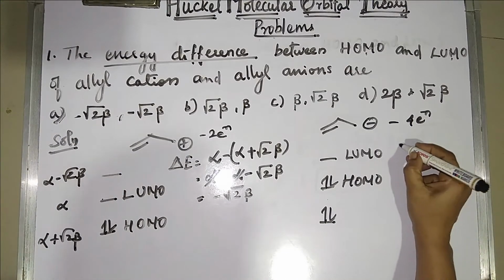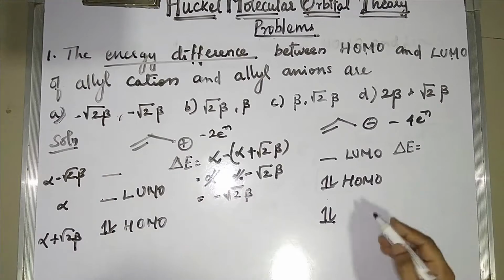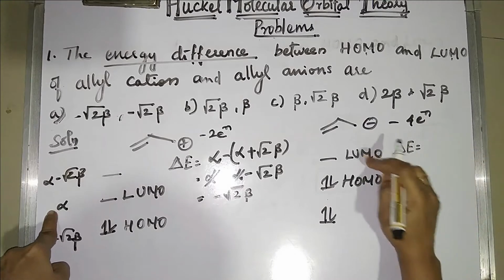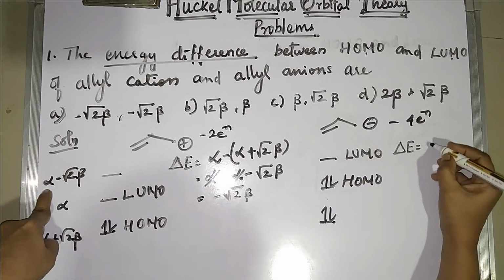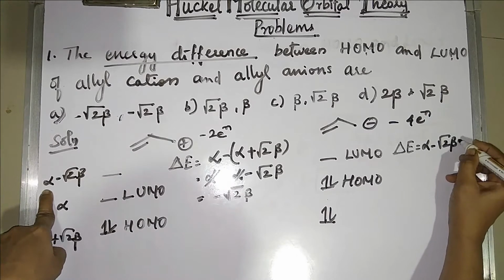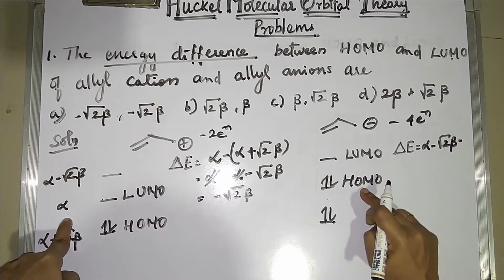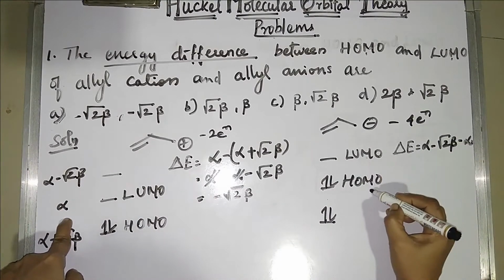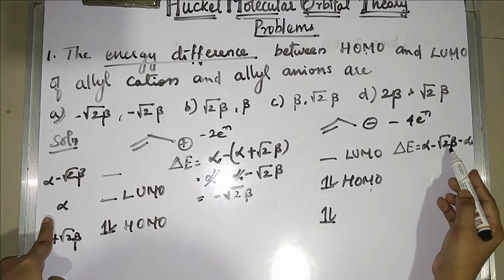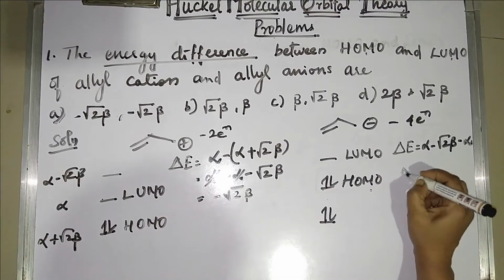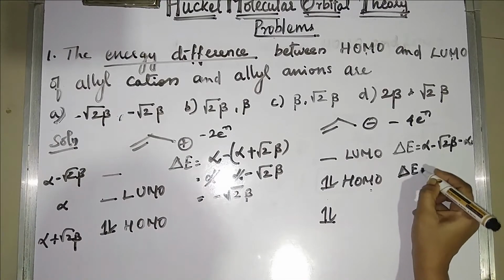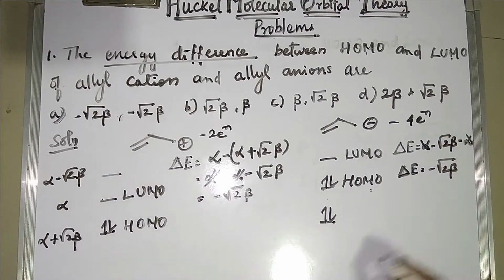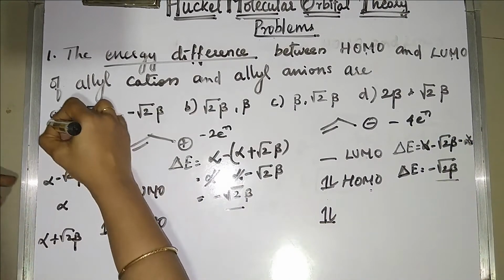Here if you find delta E, HOMO is this, LUMO is this one. Sorry, LUMO minus HOMO. LUMO is alpha minus root 2 beta, minus HOMO, which is alpha. For this one I am doing LUMO minus HOMO: alpha minus root 2 beta minus alpha. So this will get cancelled. So delta E is equal to minus root 2 beta. These two will get cancelled, so the answer for these two is this one.